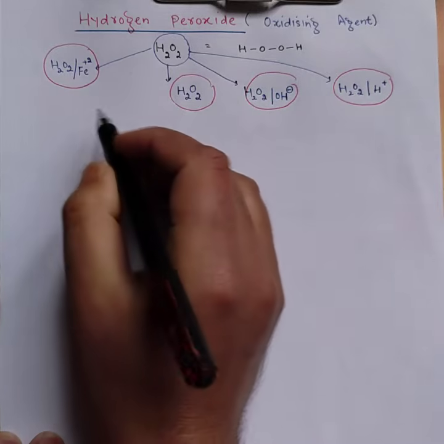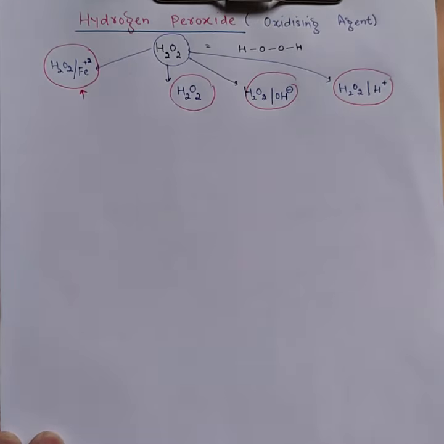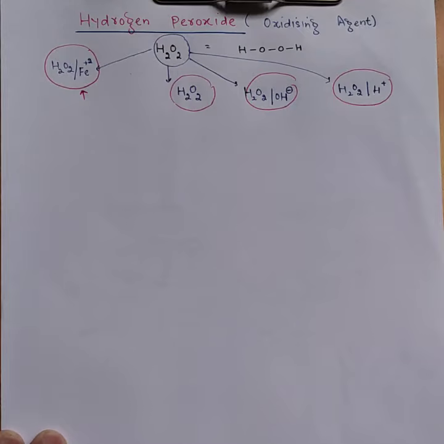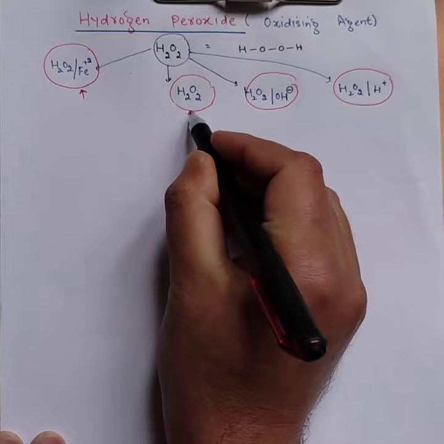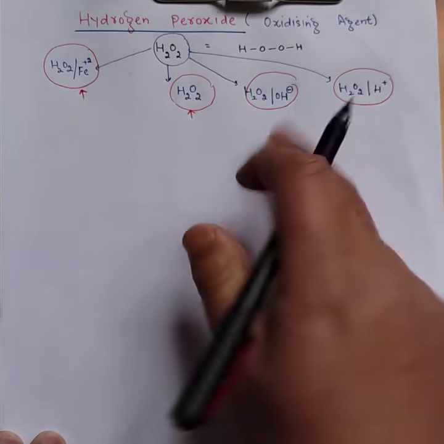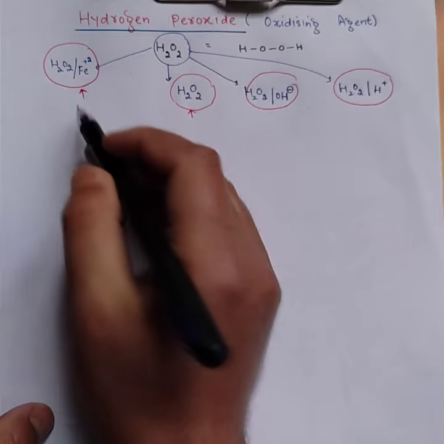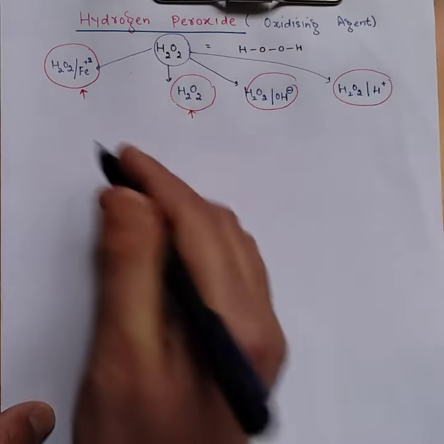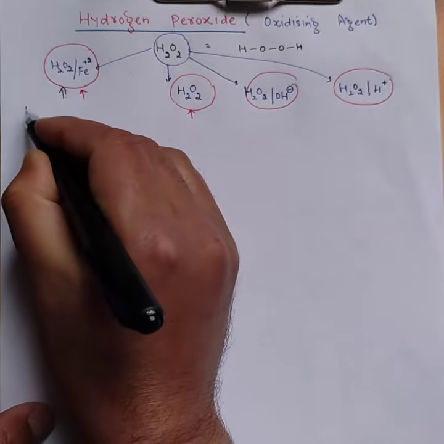Now in today's class, I will be talking about use of hydrogen peroxide as oxidizing agent in presence of iron 2, that is ferrous iron, and in the neutral medium. So I will be discussing these two, and the next class I will be discussing the next two. Okay, so we'll start. First of all, the peroxide as oxidizing agent in presence of iron 2, this is called as, very important, Fenton reagent.